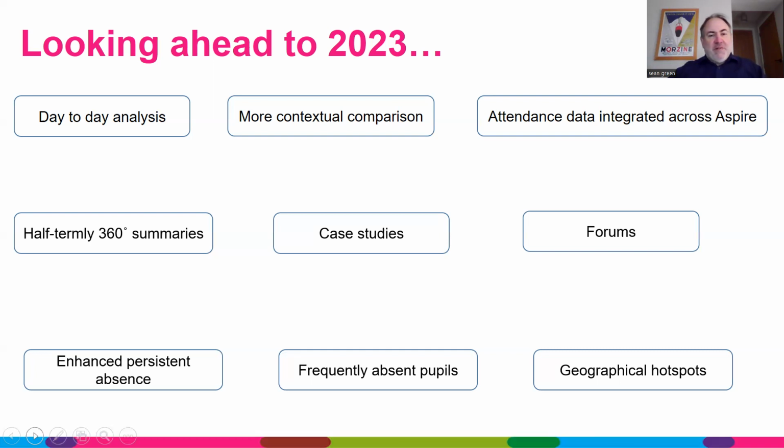The other thing that we're going to be developing on in the spring term is something around geographical hotspots. So are there specific postcode areas related to the catchment area of your school where attendance is an issue? So it could be that attendance people within your school work in a specific local area, and that could have a big impact on your school. So lots of ideas, lots of changes coming ahead for 2023.